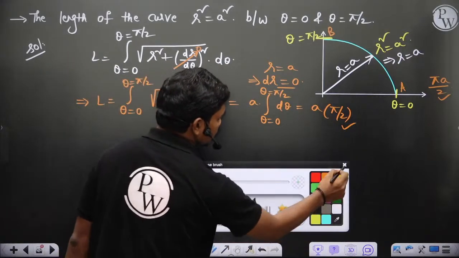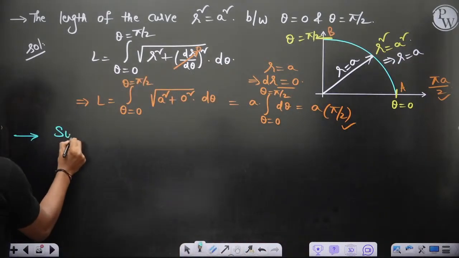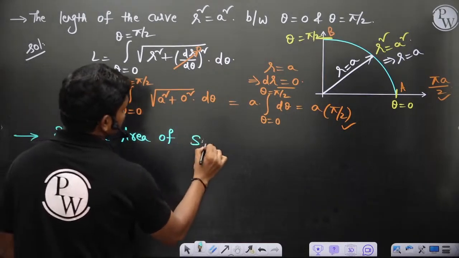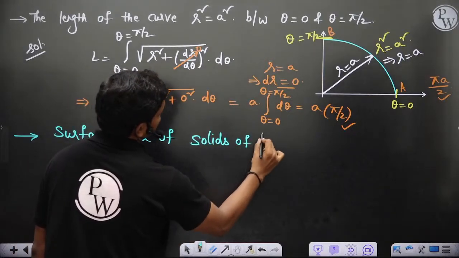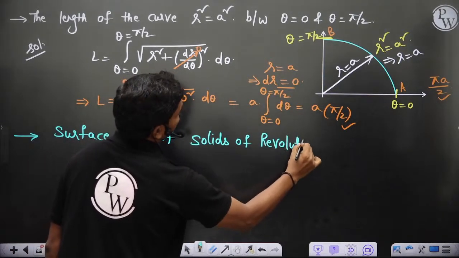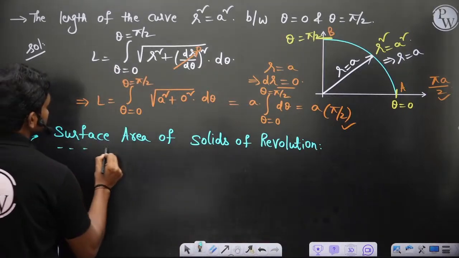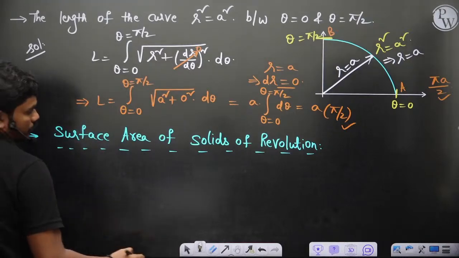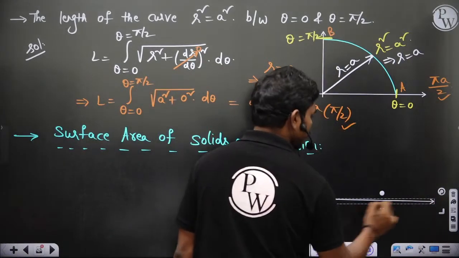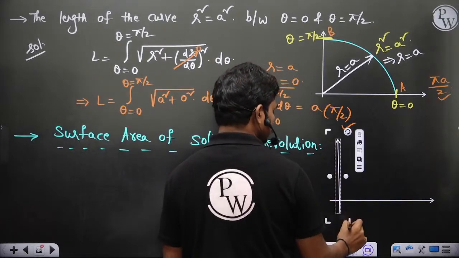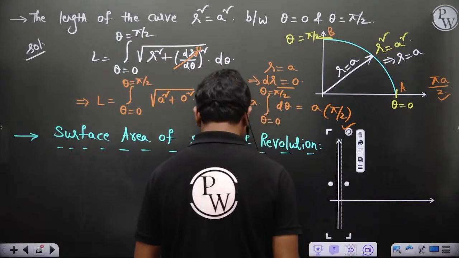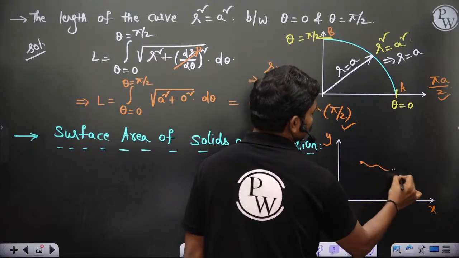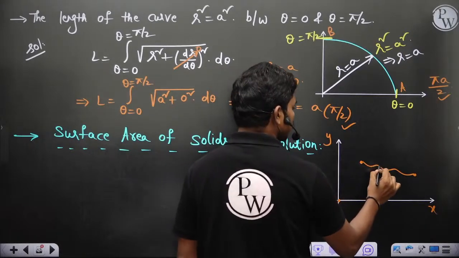Then let's see the second, one more application, which is surface area of solids of revolution. Okay, so surface area of solids of revolution. So let's see, in such case, for example, let's say you have a curve in the xy coordinate frame. Origin, x, y. So let's say you have some curve something like this. Okay, maybe this is some curve, then this is y is equal to f of x.